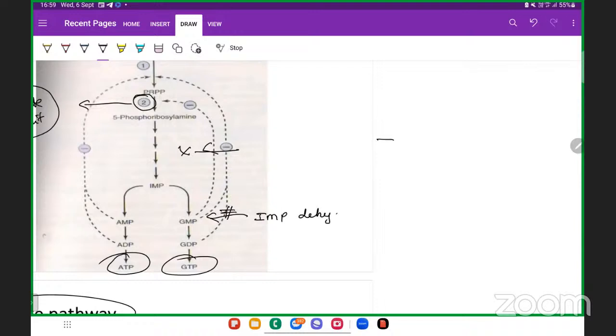IMP dehydrogenase inhibitor. What is the example of an IMP dehydrogenase inhibitor? 6-mercaptopurine, and you have azathioprine. These are the two drugs that are going to inhibit your IMP dehydrogenase. So this is the clinical biochemistry which you have to read now itself. Okay, so the pharmacology, you will go and learn next year. So, IMP dehydrogenase inhibitors: you can inhibit the production of purines by 6-mercaptopurine and azathioprine.